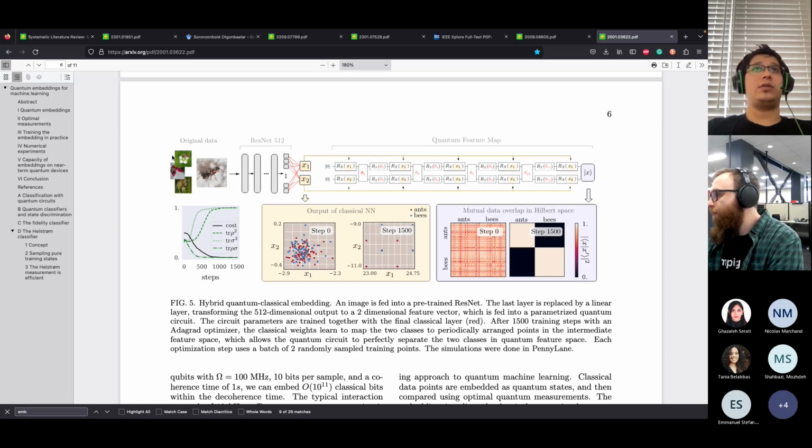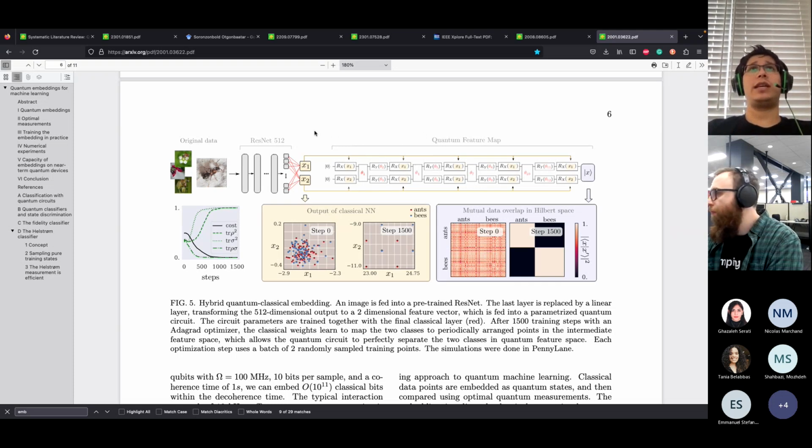Now, these are high dimensional images, and you reduce this to a 2-dimensional vector. So each image passes through the neural network. Now, it should be clear that the neural network is doing all of the work to produce this x1 and x2, so that when you put it inside the quantum circuit, then you can separate the data.